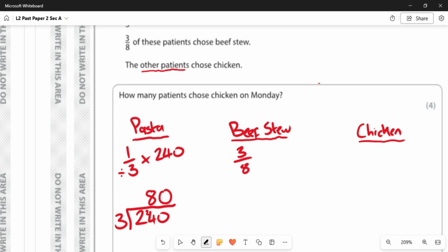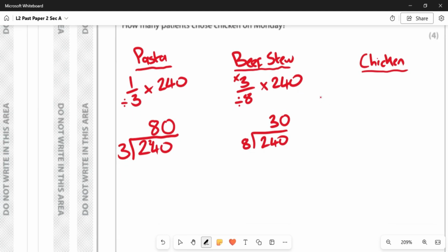Let's work out 3/8 of 240. Again, you divide by the bottom and multiply by the top. You could do it the other way around. I usually do the division first because I'm left with smaller numbers. So let's do 240 divided by 8 to get 1/8. That's going to be 30. And if we times that by 3, that's going to give me 3/8, which is 90 patients.